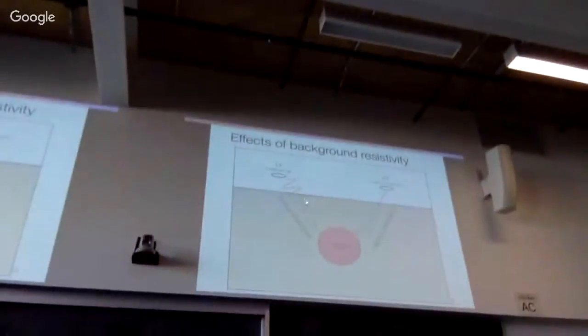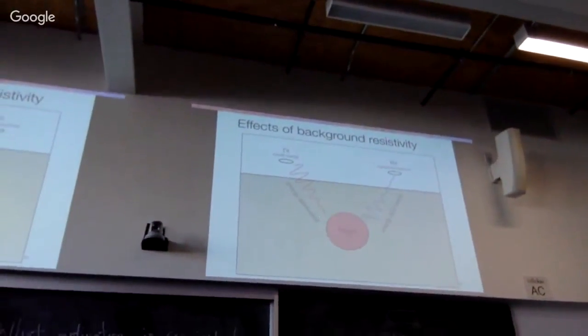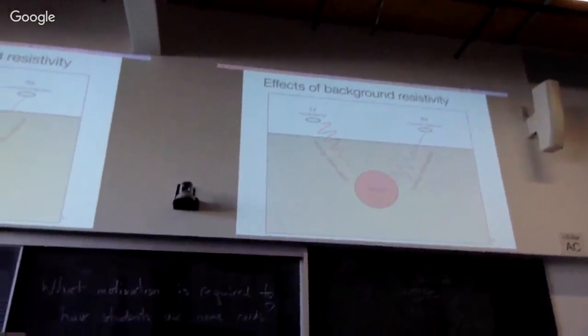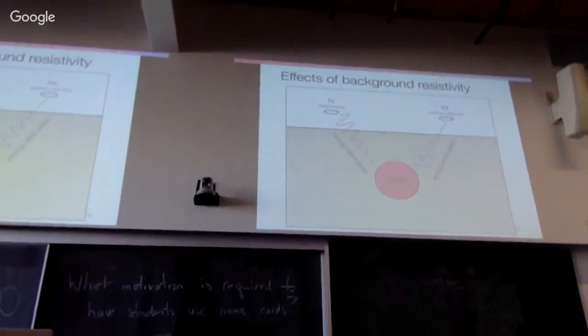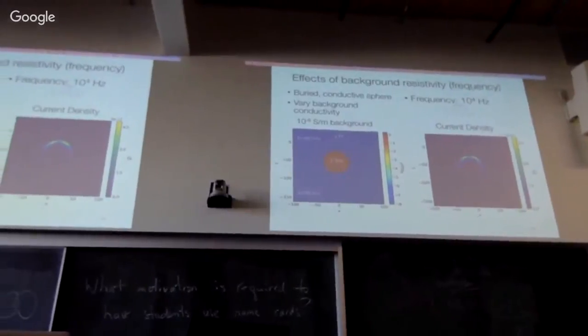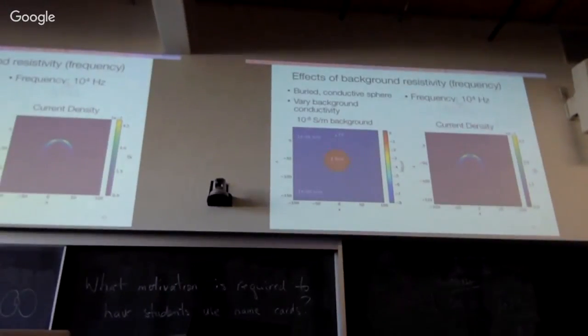So we're going to look now at a target, and what I want to do is to show you the effects of the background conductivity. So let's suppose we bury this target. So let's suppose we bury a sphere, and we've got a transmitter that's sitting above you. Just do that. So we don't know what the motivation is.